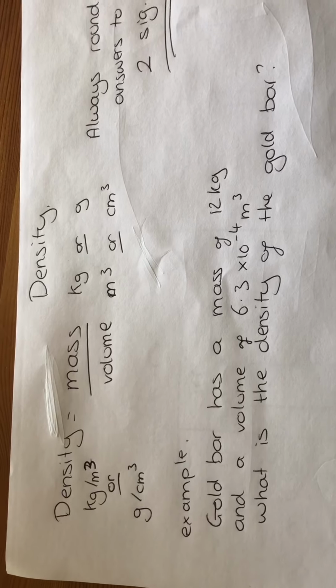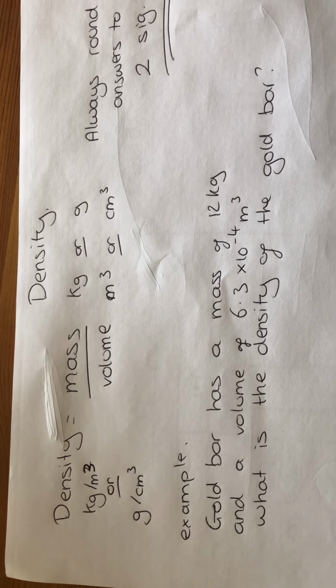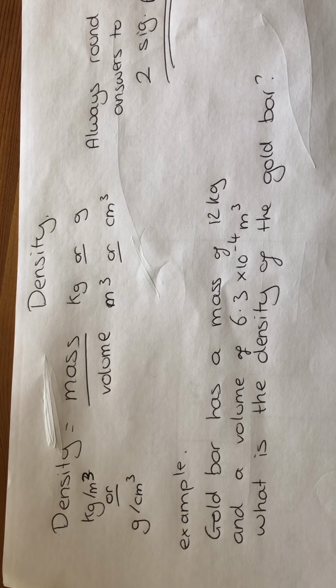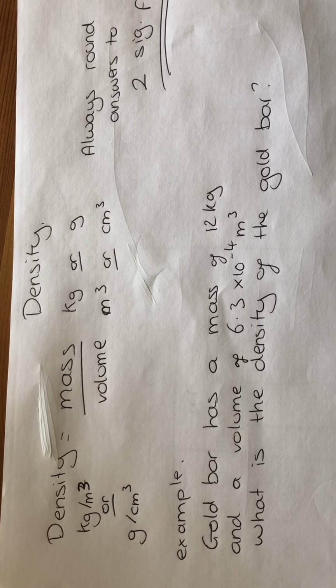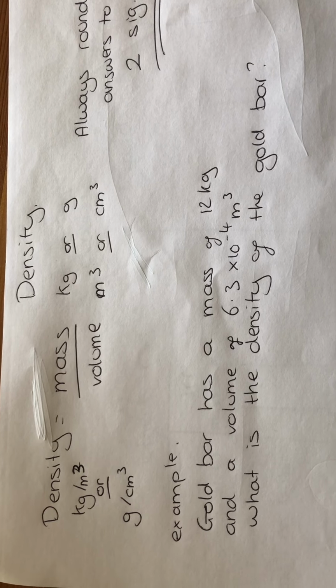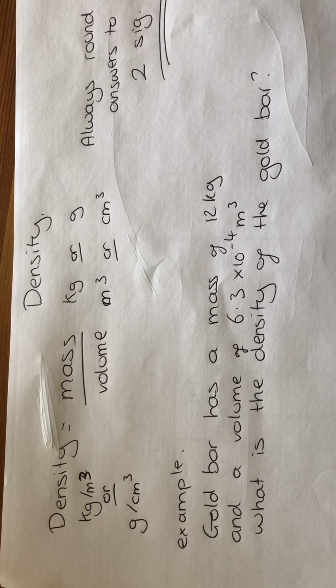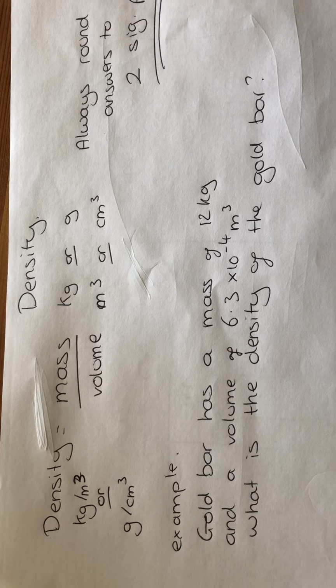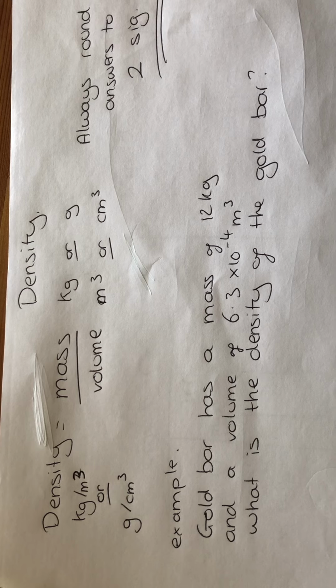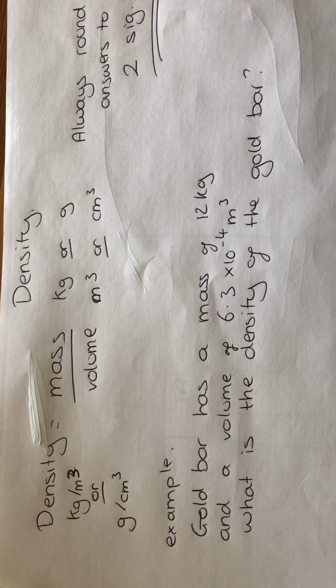Right, moving on. Here is an example. A gold bar has a mass of 12 kilograms and a volume of 6.3 times 10 to the minus 4 metres cubed. What is the density of the gold bar? Okay, pause it here. Work it out. I want to see worked examples, please, ladies and gentlemen.